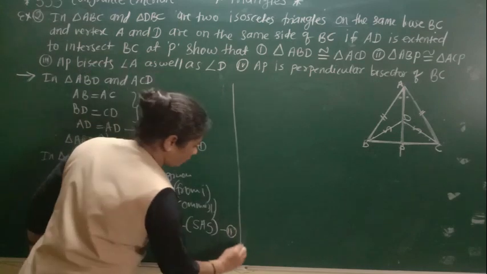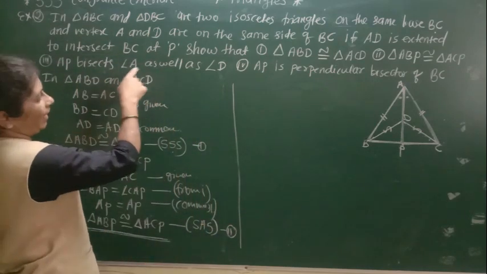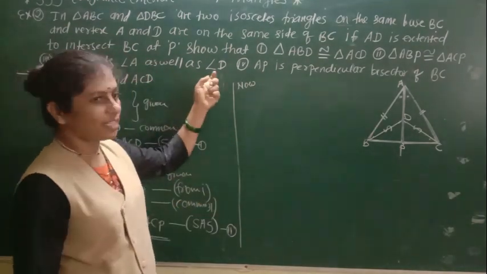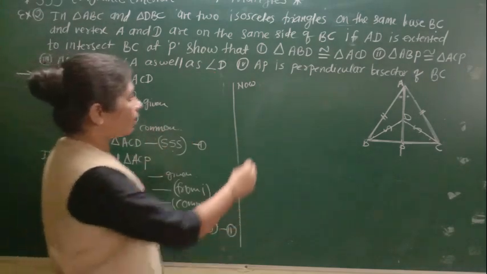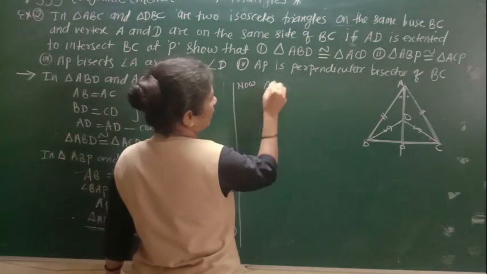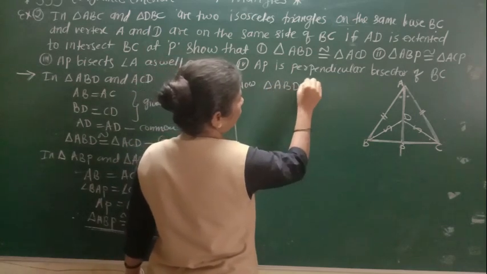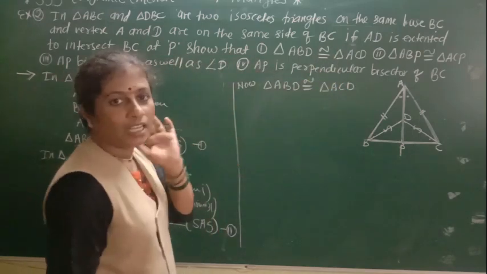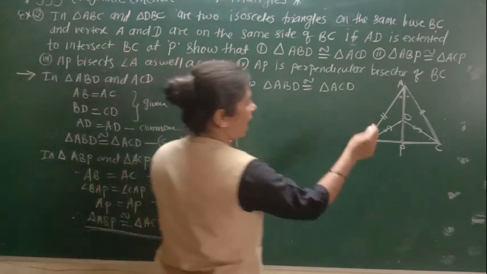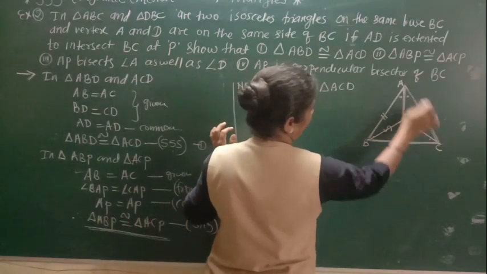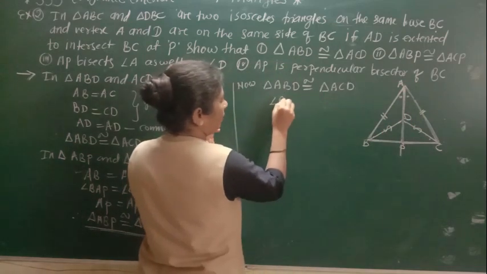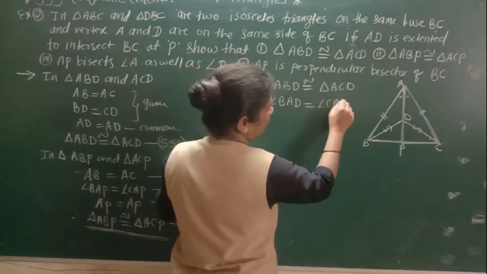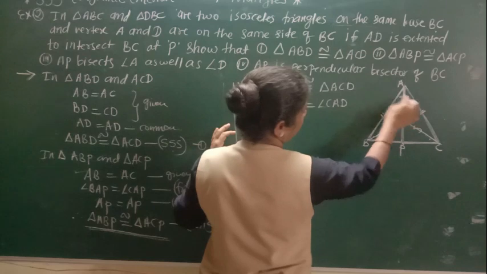Then next we will go to prove the third: AP bisects angle A as well as angle D. First, we have proved triangle ABD is congruent to triangle ACD, and we will take the help of this and triangle ABP and triangle ACP. So what have we proved here? Angle BAD equals angle CAD. This we have proved because it is the corresponding part of the two congruent triangles.